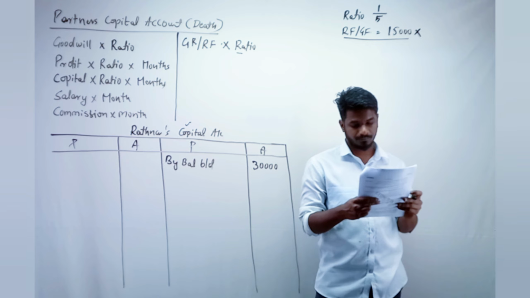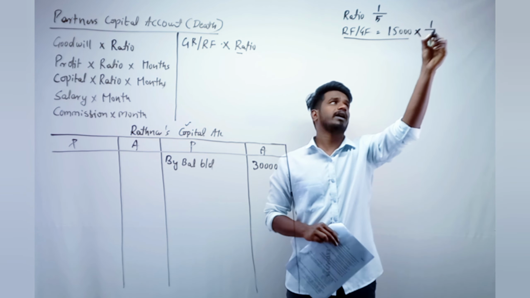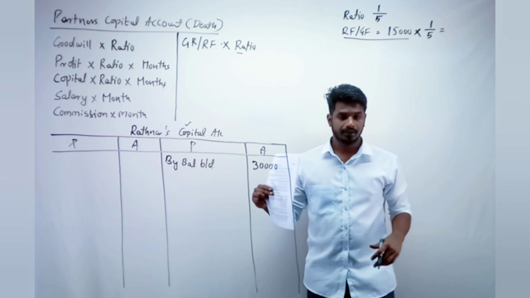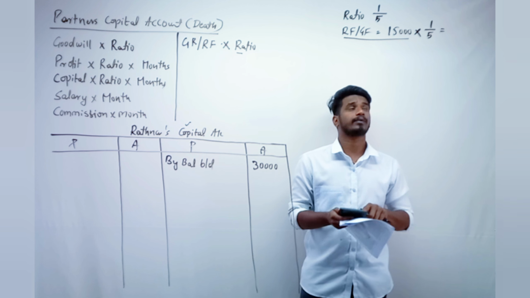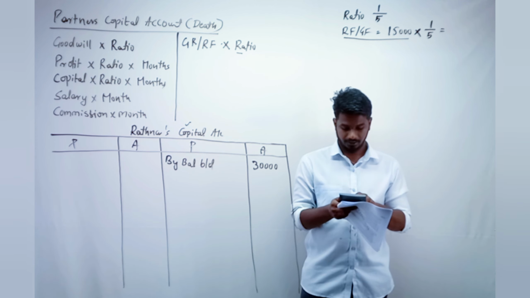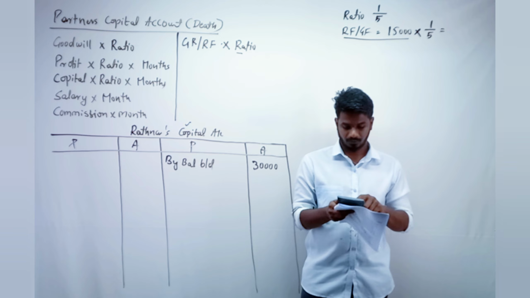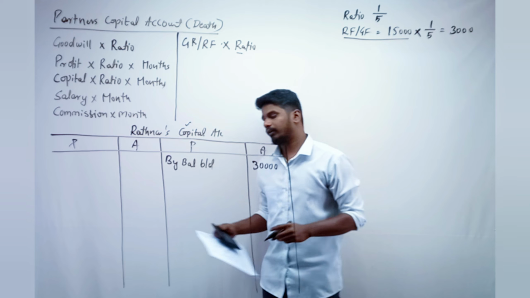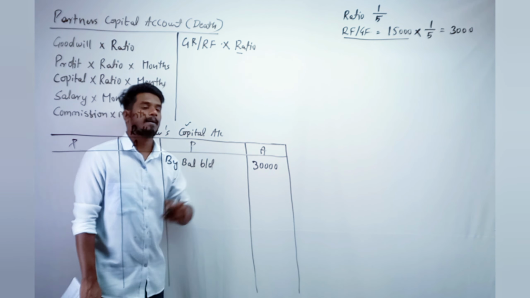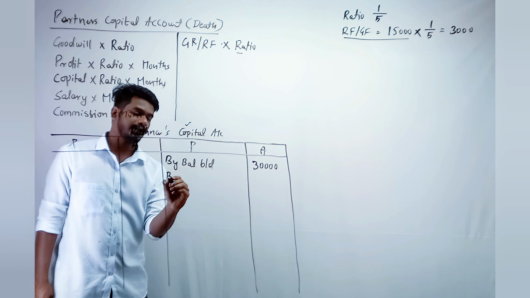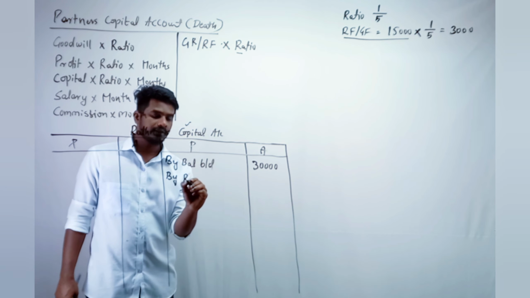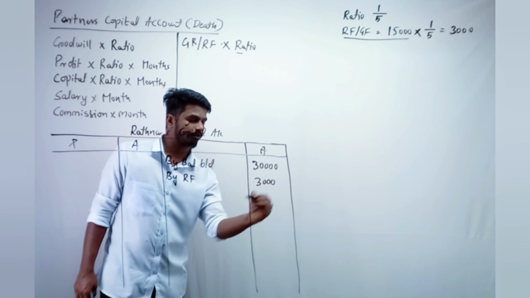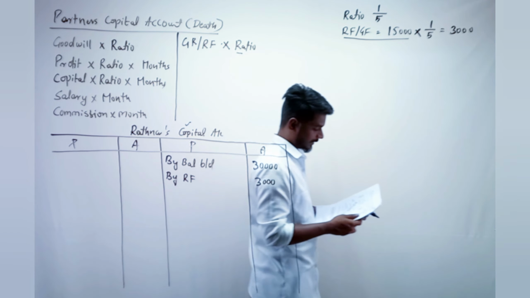So we have 15,000 into the ratio. So what is the ratio? 1 by 5. Here it is, right? 15,000 into 1 divided by 5. How much does it come to? I think 3,000. Let me calculate. 15,000 into 1 by 5 is exactly 3,000. So where we will record, it is a benefit for the partner, so we will credit it by reserve fund. Correct. How much is it? We have 3,000 rupees.